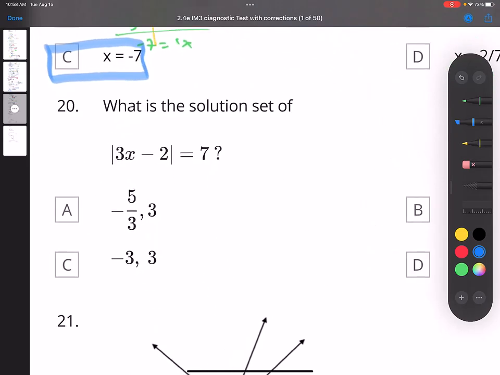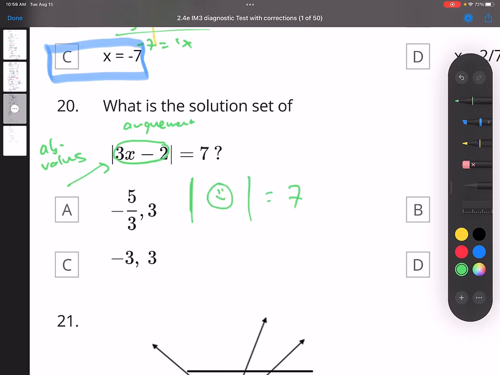Number 20, what is the solution set of this? This is called an equation, and the bars here are absolute values. So for absolute values, let's call the middle inside a smiley face. That means it could have been a positive smiley face or a negative smiley face equals 7.